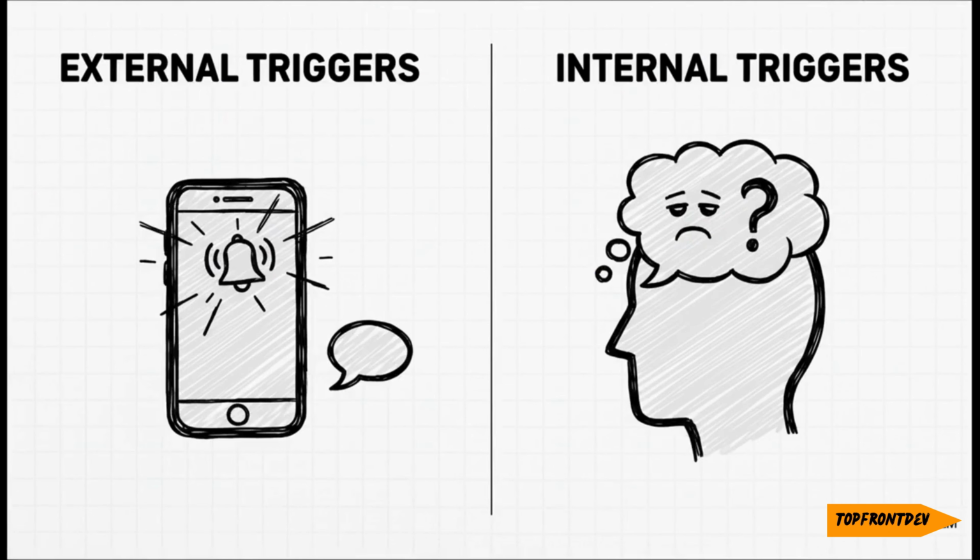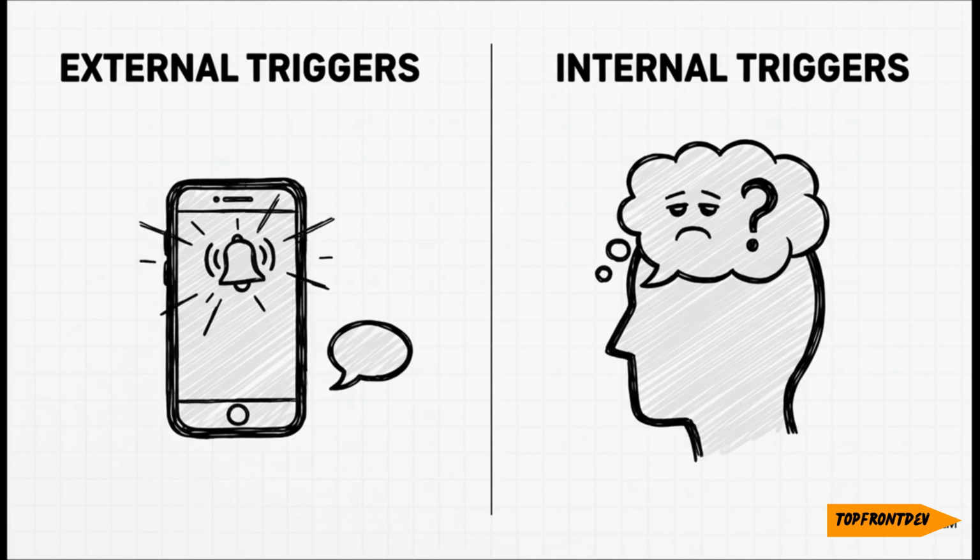Okay, now this slide highlights something really important. There are 2 kinds of triggers. First, you have external triggers. These are the pings and notifications we all know. Like an email from your CI/CD pipeline saying your build failed.